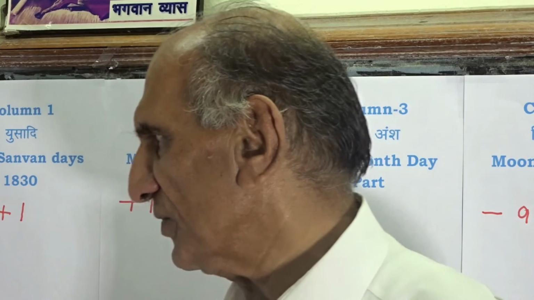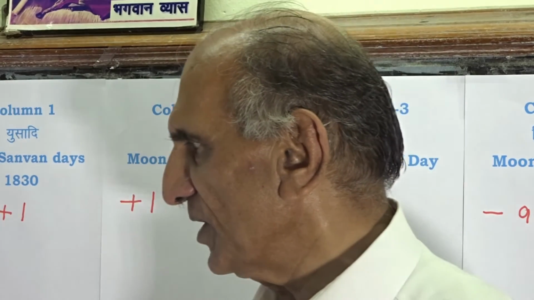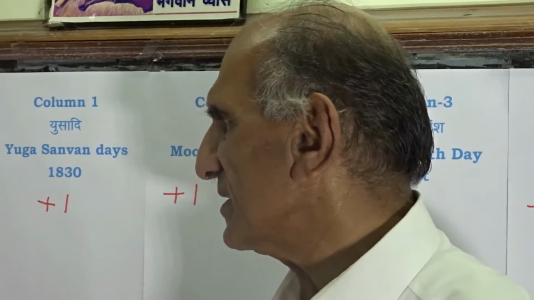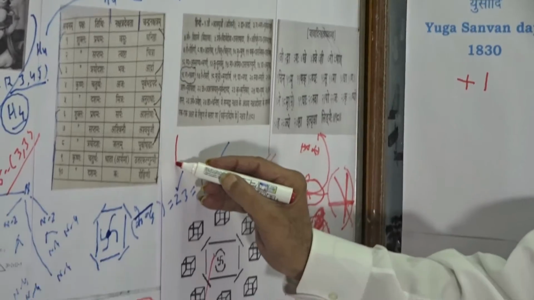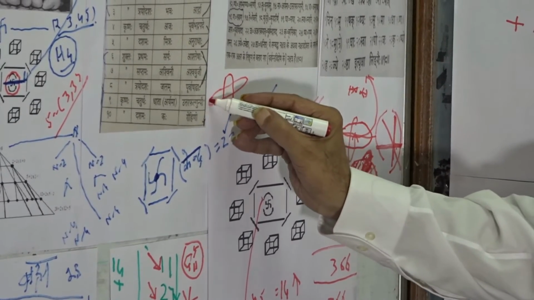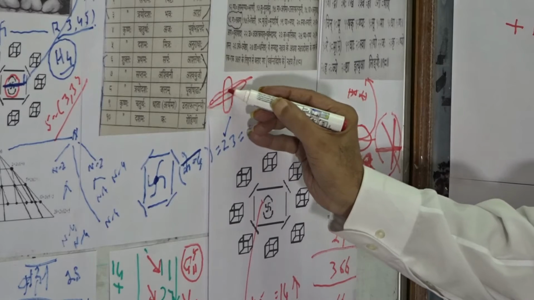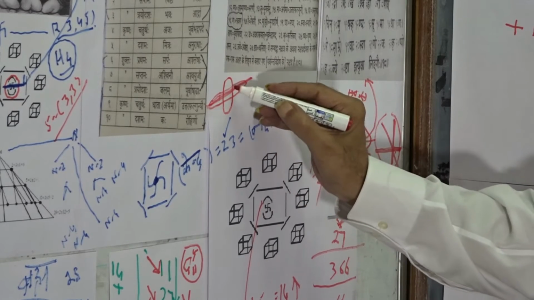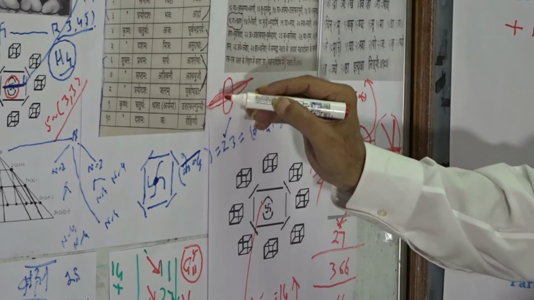Now, further we know that the moon is having a motion around the earth. This motion around the earth is as well means there is a space.